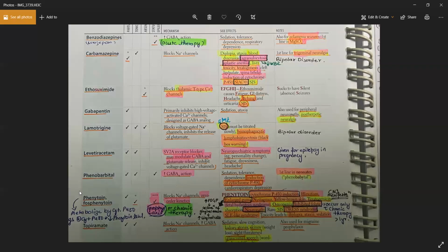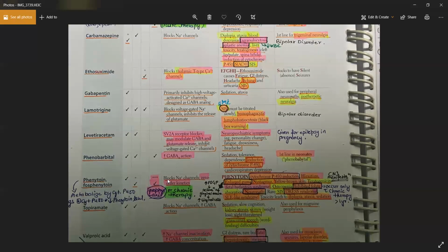Then you have the phenytoin and the derivative fosphenytoin. Like my phenobarbital, it can be used anywhere except the absence seizures. It will inhibit my sodium channels, and it is a drug which can go for the zero order kinetics. Does this drug have zero order kinetics at any concentration, or does this drug become zero order kinetics at a very high concentration only? At higher concentration only.